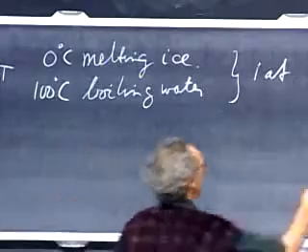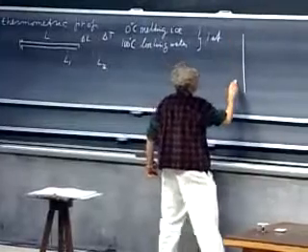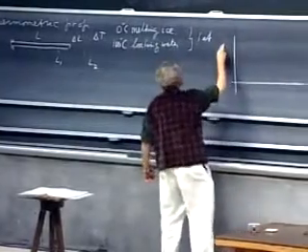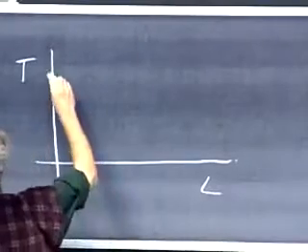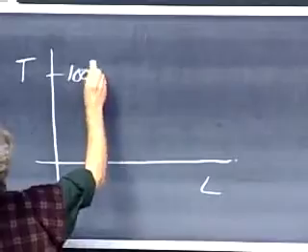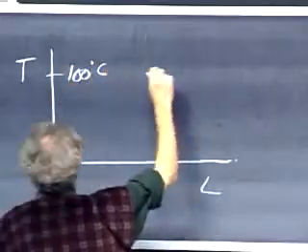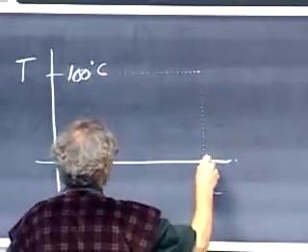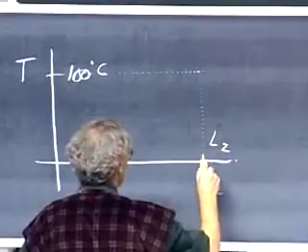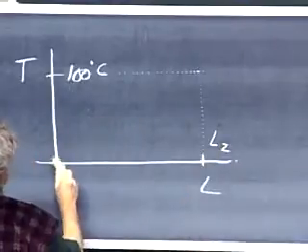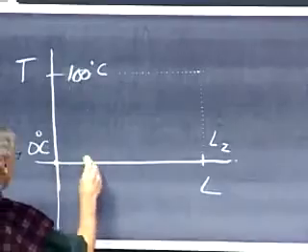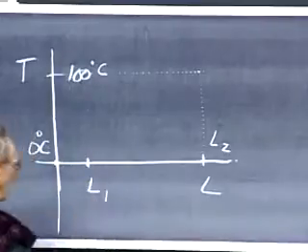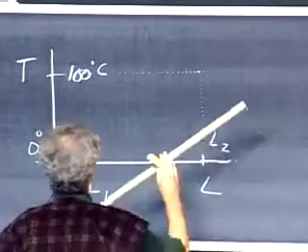So you could make yourself a plot now of the temperature versus the length of that bar, and you could say, okay, 100 degrees centigrade if the length of the bar is L2, 0 degrees centigrade if the length of the bar is L1. And now you can draw a straight line.